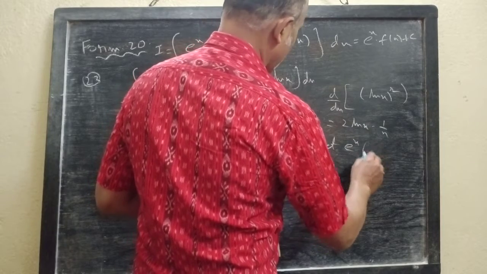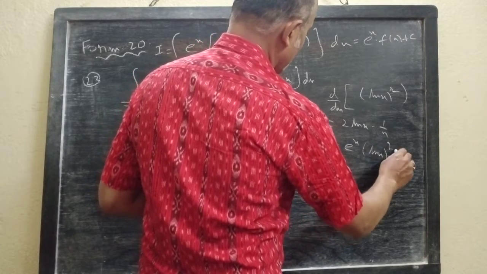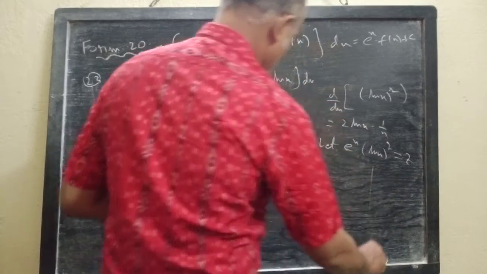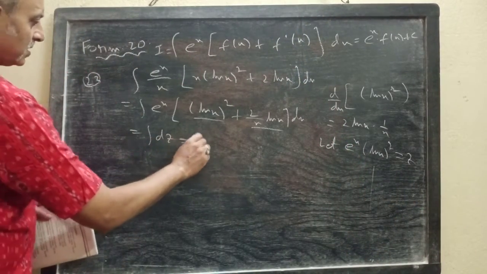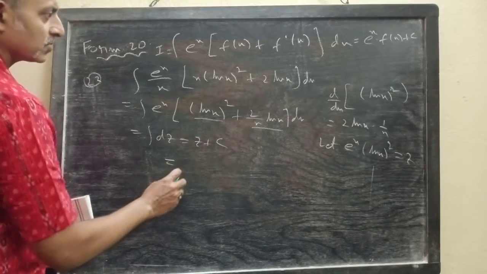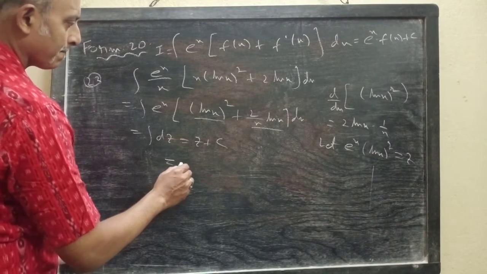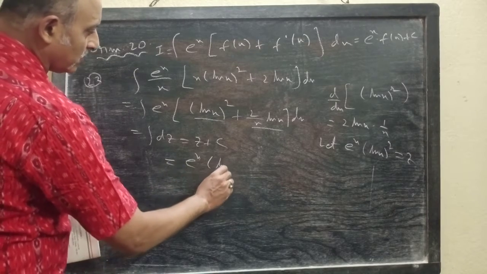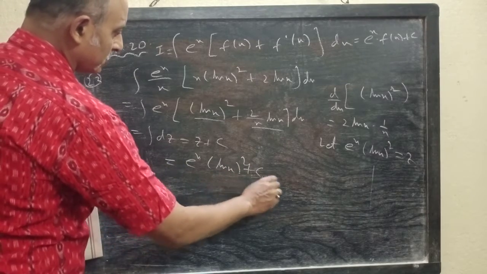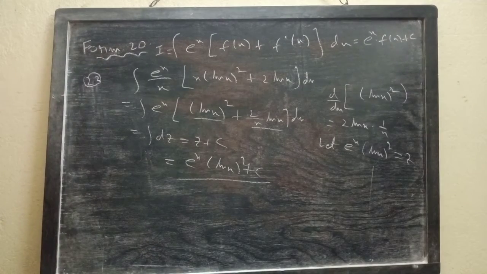let e to the power x into ln x whole square be z, do differential. You will get integration dz, this will be z plus c. So finally your answer will be, what is z? z is e to the power x into ln x whole square plus c. This will be your answer.